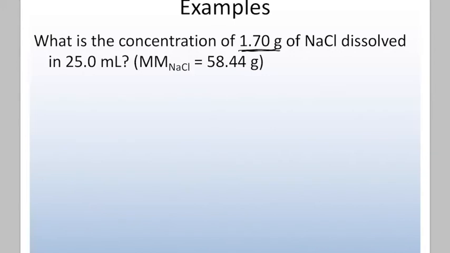So the first thing we're going to have to do is remember big M equals moles per liter. Well, how do I get from grams of NaCl to moles of NaCl? I'm going to have to use the molar mass, which I calculated here for you. Of course, you guys know how to calculate molar masses, so you'd have to do that, but I'm giving it here. So we start out with our 1.0 grams of NaCl.